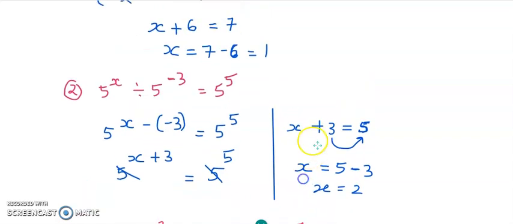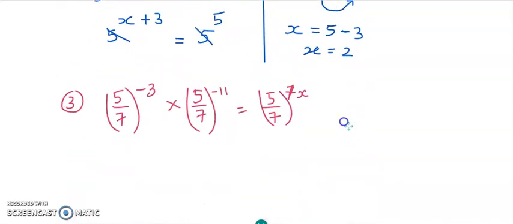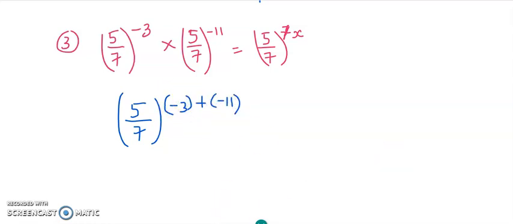Now, in the previous two questions, the bases were a normal integer or whole number. If I have a base like a fraction, the rule goes the same way. But now, if you look at this question, my x is on the right side, so I have to simplify the left first and then proceed. What is the sign between the bases? It's multiplication, so we are going to add the powers. So 5 by 7 to the power of minus 3 plus minus 11. Why plus? Because the multiplication sign tells us to add the powers. The right hand side will remain as such.